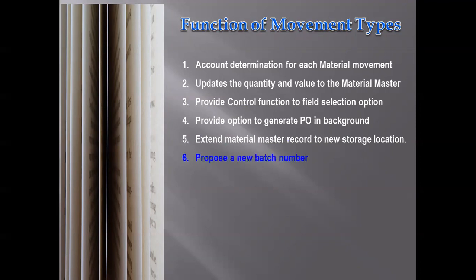So sixth point, propose a new batch number. It will propose a new batch number. So any time, if the material is batch managed and you are taking material from the inventory management transactions, the system can propose batch numbers, creation of batch number automatically it will propose to you. If you have not given or chosen one, the system can propose, and if you want to save it, you can go ahead with that.